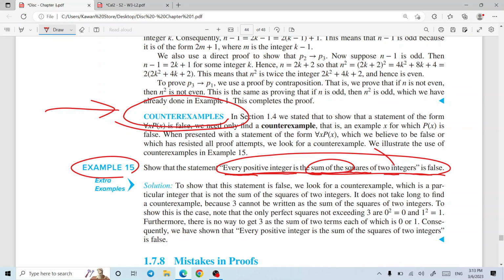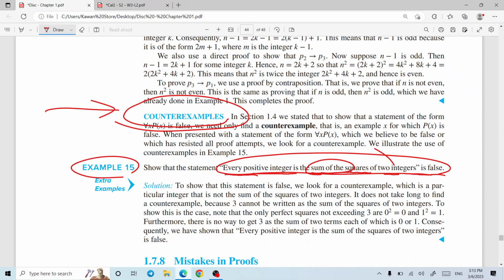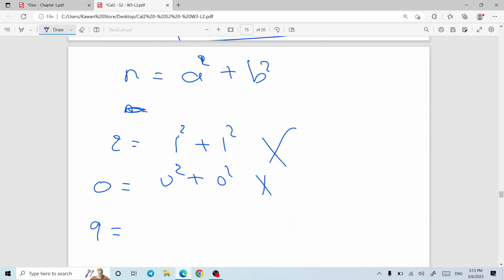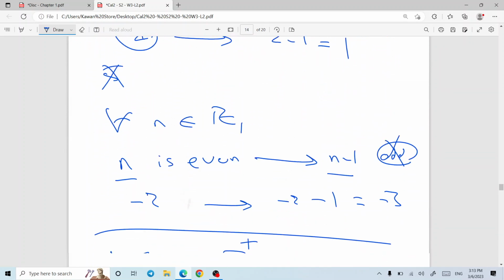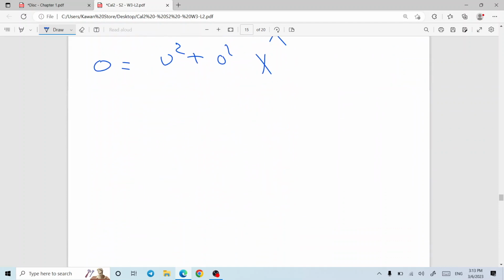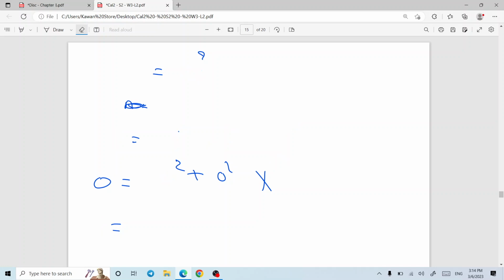So just let me see. Let me read again: every positive integer is the sum of the squares of two integers. False. Okay. So the statement is not true. Wait. Let me write the statement. Sorry.